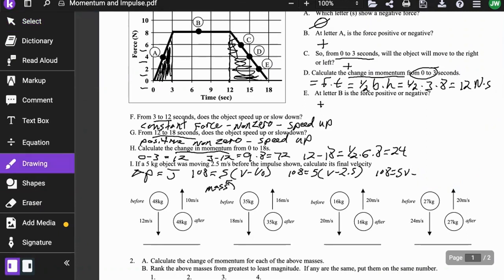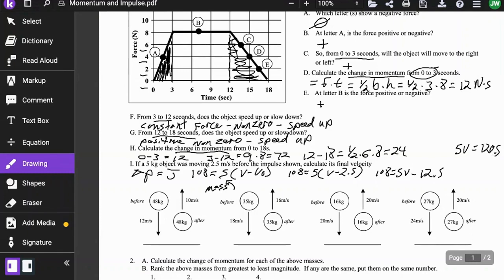Distributing that 5 times negative 2.5 should get us negative, is it 12.5? Yeah, I think it's 12.5. Here we can just do the simple algebra. We can add 12.5 to the other side. So if we have 108 plus 12.5, we would have 5v is equal to, should be 120.5.